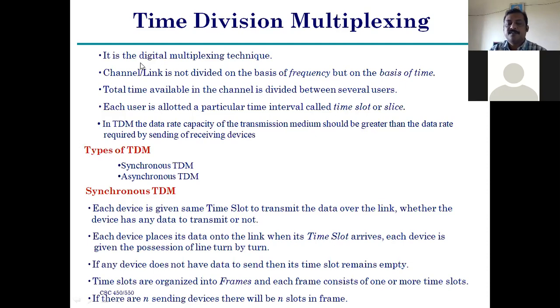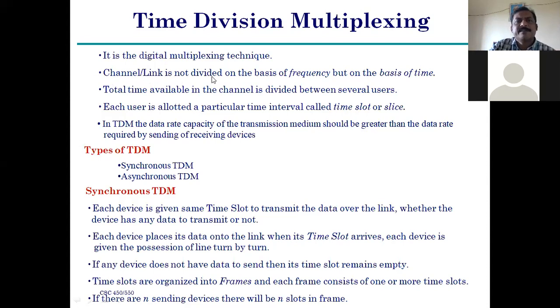Here there are two kinds of signals available in the computer industry. One is analog signal, the other one is digital signal. For analog signals, there are two types of techniques available. One is FDM, the other one is WDM, right? For the digital techniques, for digital communication, there is a time division multiplexing process available. For time division multiplexing, the time can be divided into a number of time slots.